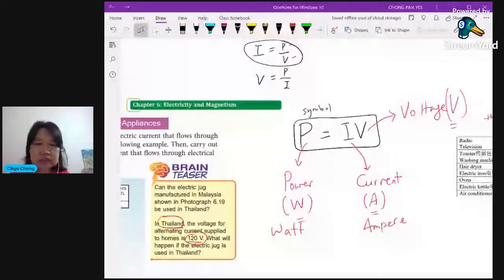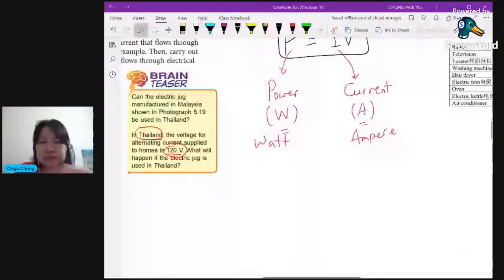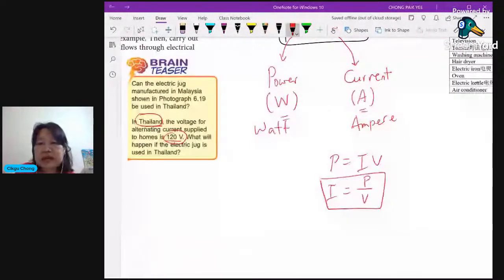So remember the formula P equals IV. If you want to find current, some people prefer to change it this way. If I want I, I take my P and divide it by V. It's still the same thing. If I want to find the current, I take my power and divide by the voltage. I will still get the same answer. But to make it easy, I use P equals IV. It's very simple.